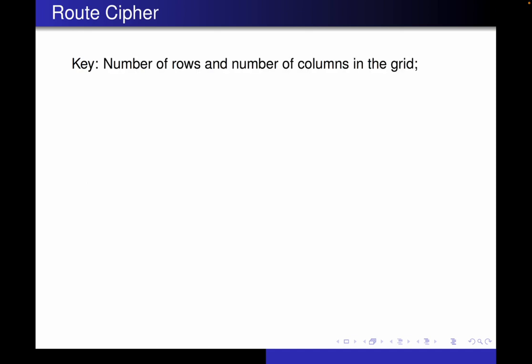So here's what the key is going to look like. The key is going to be the number of rows and the number of columns in the grid, and it's going to be some type of description of the path among the entries in the grid. And this can sometimes be a verbal description, and it can sometimes be a picture of the grid with the numbers 1 through the number of entries in the grid listed out so that you know which way you're going through the grid.